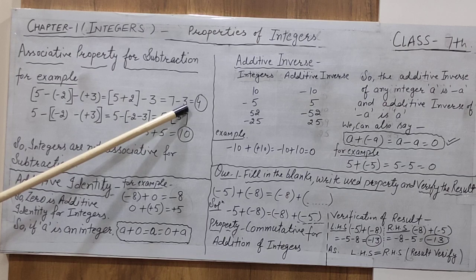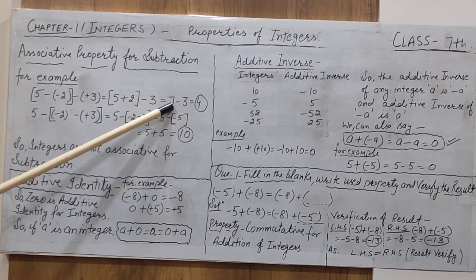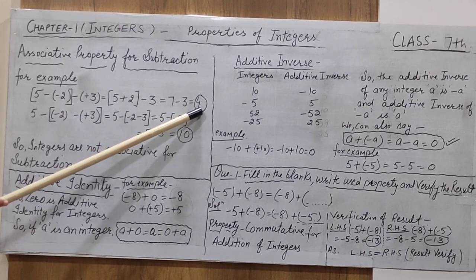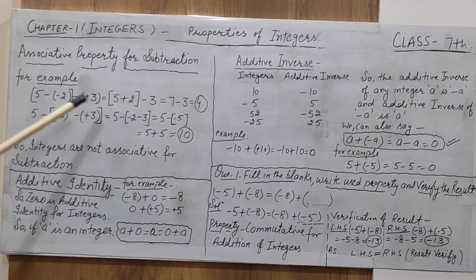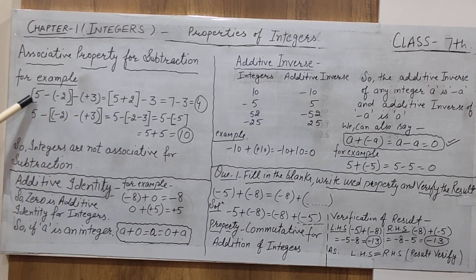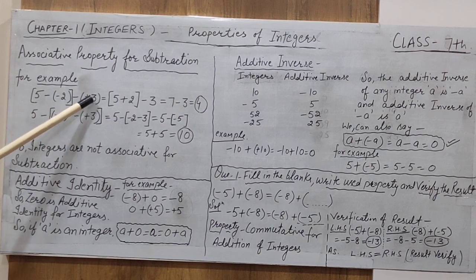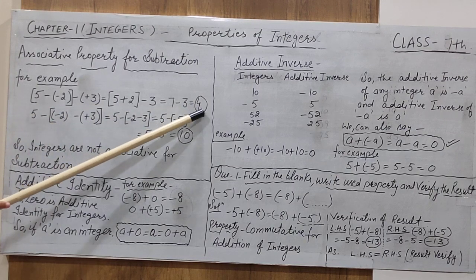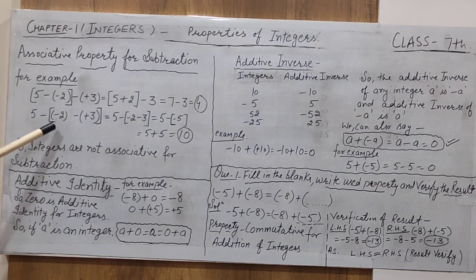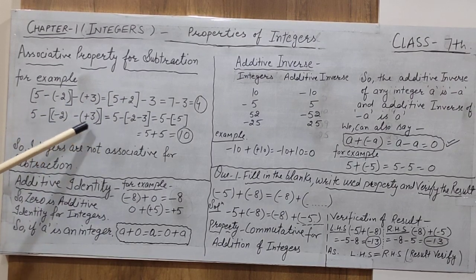Then -3. Now here 7 is positive, 3 is negative. Then what is the result? +4. So the overall result of these three integers after subtraction, making two pairs, one is this group and second is this group, is 4. Now we again subtract three integers but with different patterns, with different pairing.